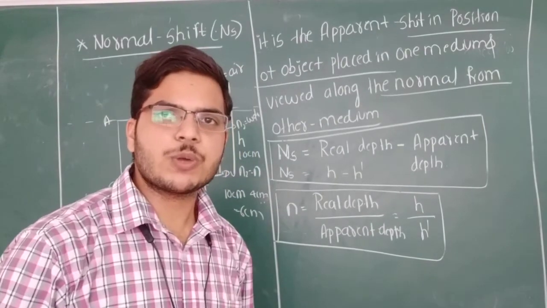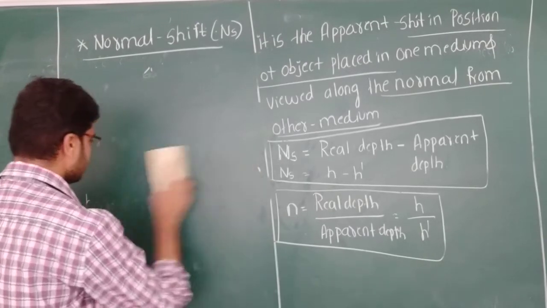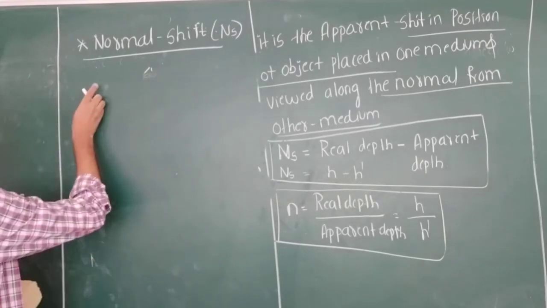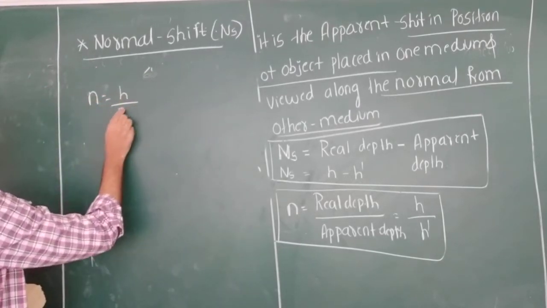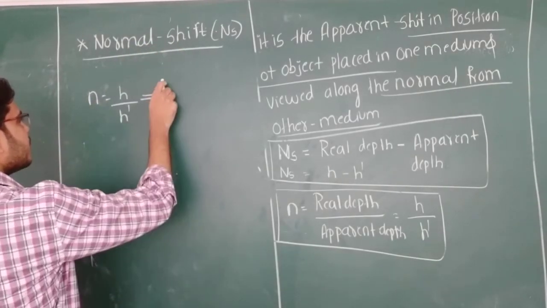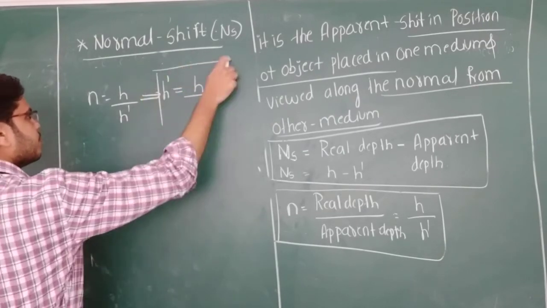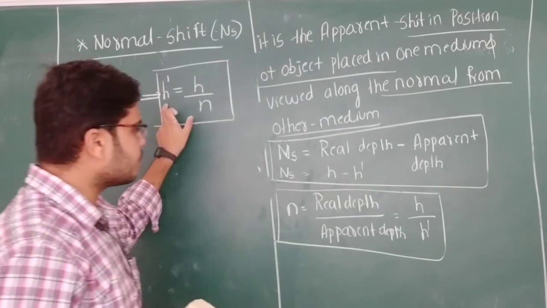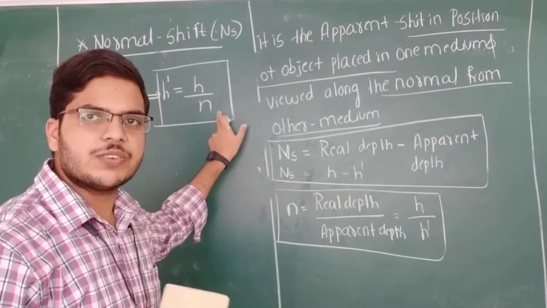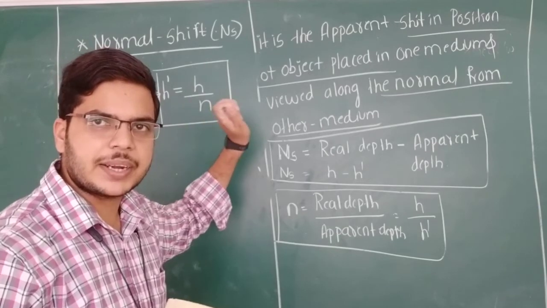Now, what is the formula for the normal shift? From this formula, what do we have to write? N is equal to what? H divided by H dash. This implies apparent depth H dash can be written as H divided by N. That is, apparent depth is equal to real depth divided by refractive index. If you divide real depth by refractive index, that will give you apparent depth.